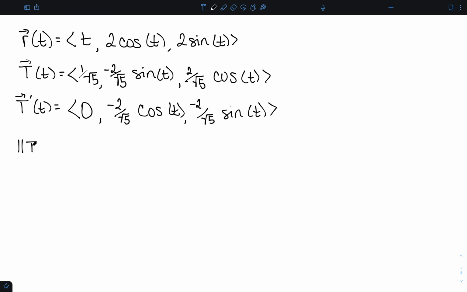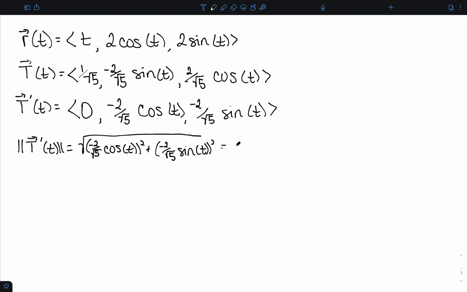We now need the length of this vector. This comes from the square root of... Squaring the first component just gives us 0. We then need to square negative 2 over the square root of 5 cosine t plus negative 2 over the square root of 5 sine t. When we do this, we end up with 4/5 cosine squared t plus 4/5 sine squared t.